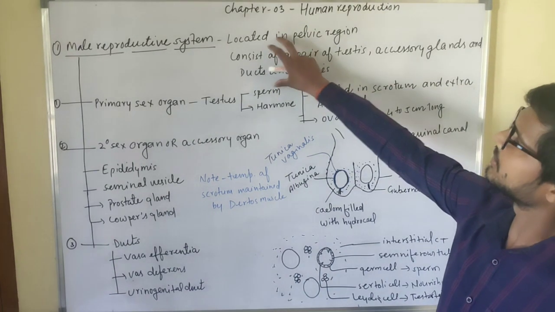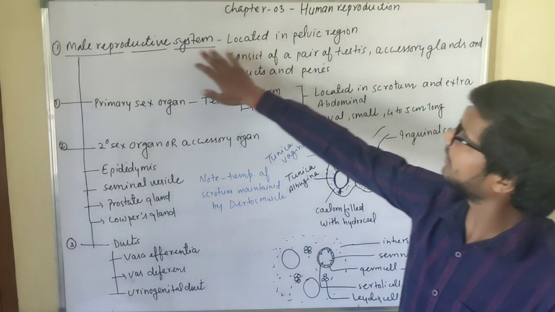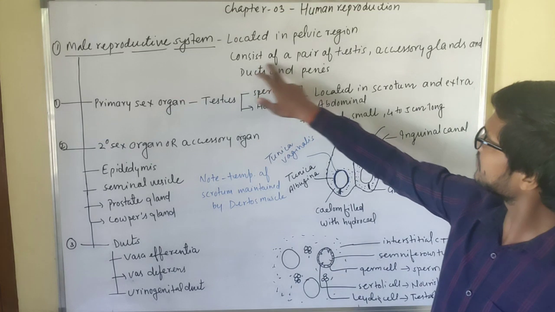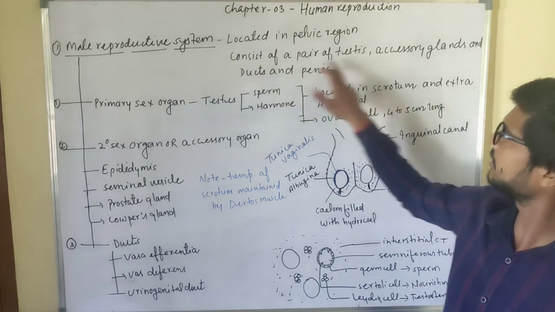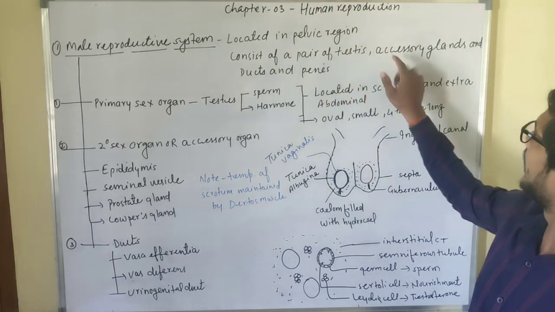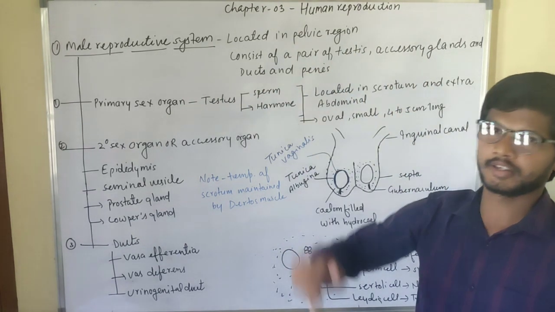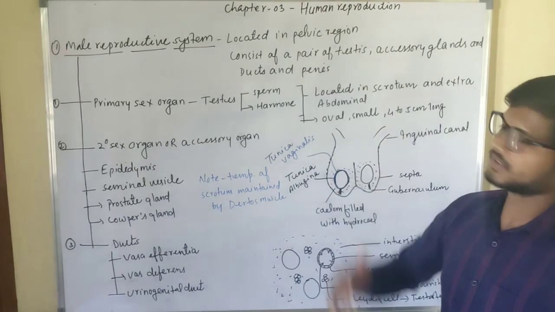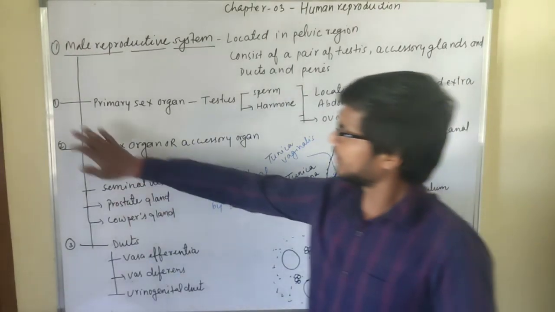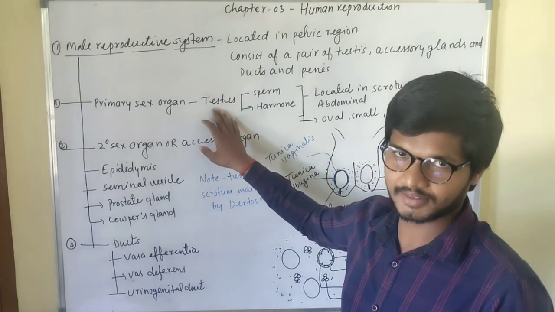So all these were the points related to the male reproductive system. It means that the male reproductive system is located in the pelvic region. It consists of a pair of testes. The testis is known as the primary sex organ, and accessory glands and ducts are also known as secondary sex organs, and the penis, as we know, is known as the external genitalia. So as we mentioned here, the primary sex organ is the testis.